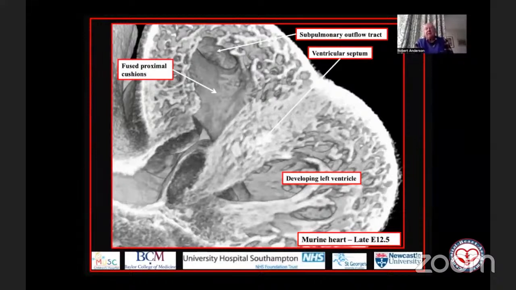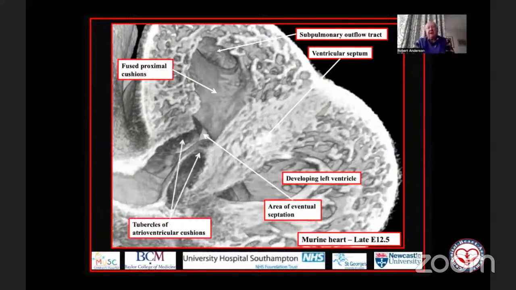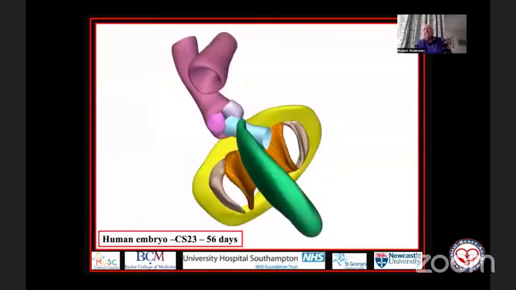But what I'd like to emphasize for you now is the presence of that channel in the roof of the right ventricle between the right ventricular cavity and the subaortic outflow tract. And this is the tertiary interventricular communication. It will eventually be closed to form the membranous septum. And there you see the tubercles of the atrioventricular cushions that are going to close this space. So this is the situation in the mouse heart.